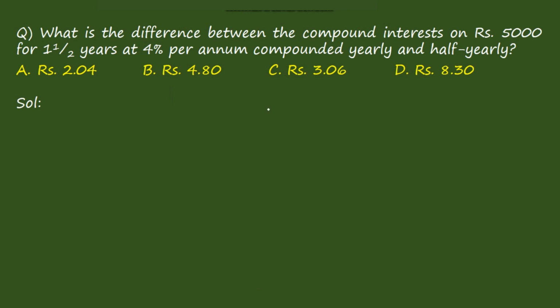Come to the next question. What is the difference between the compound interest on rupees 5000 for 1 1/2 years at 4% per annum, compounded yearly and half-yearly? Okay, first understand the question. They're saying, what is the difference? You have to find the difference between the compound interest of rupees 5000.